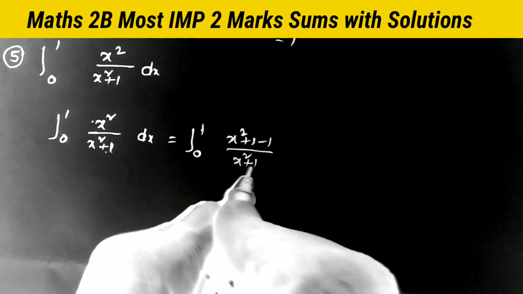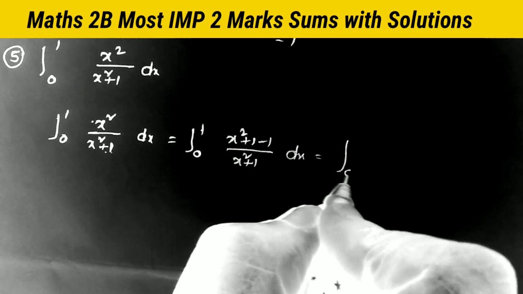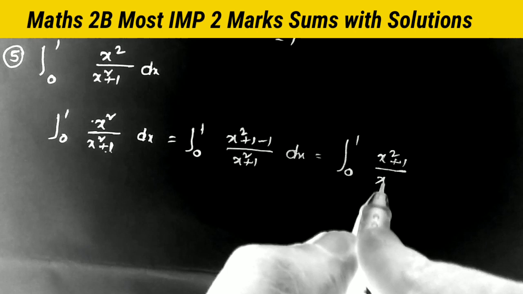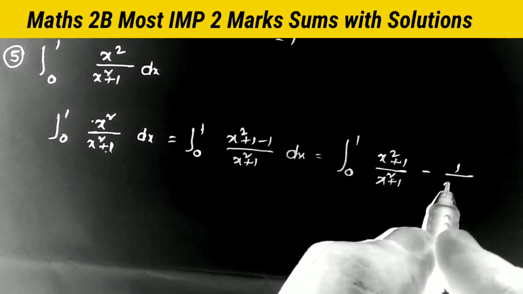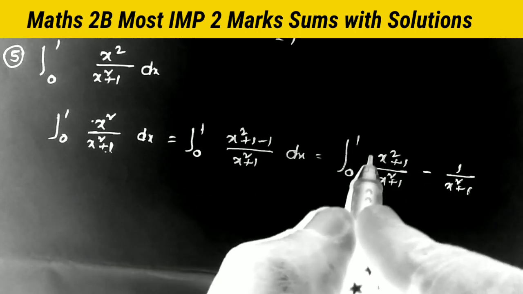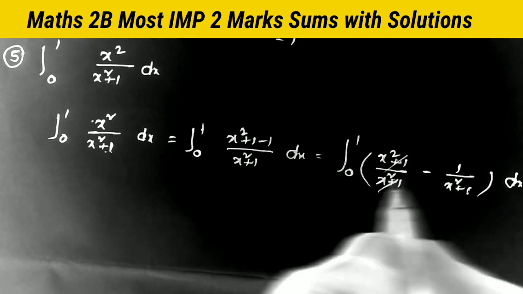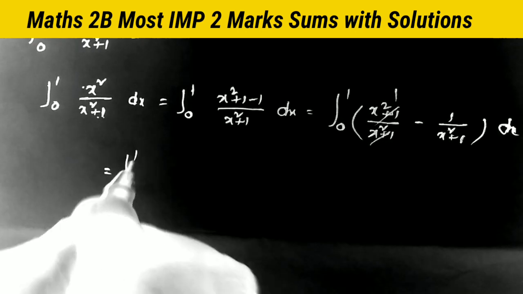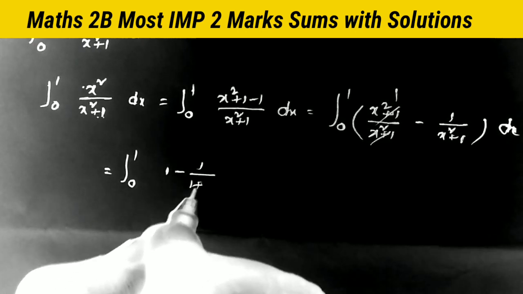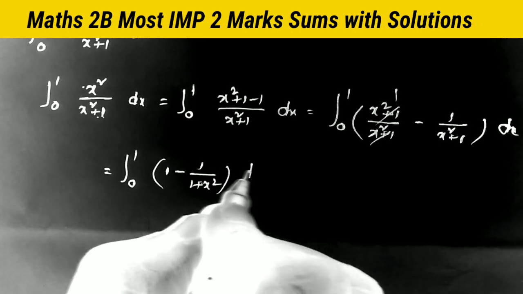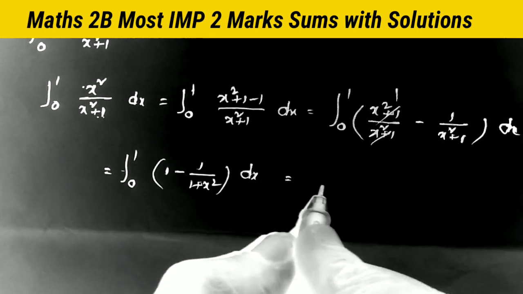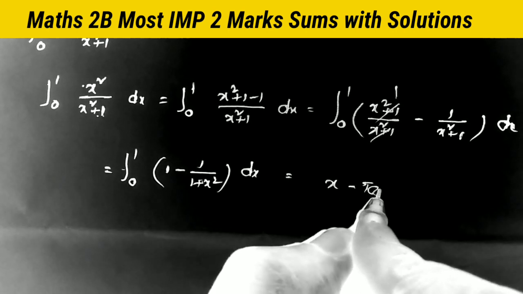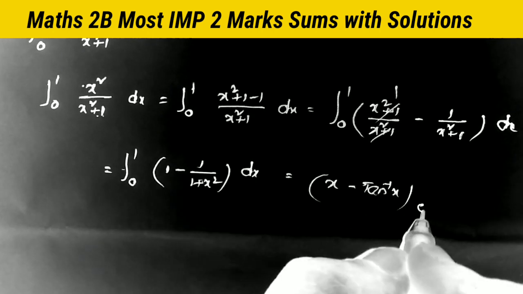By x square plus 1 into dx, and this is equal to integral 0 to 1. Now separating the denominator, x square plus 1 by x square plus 1 minus 1 by x square plus 1, just separating the denominator like that into dx. Now here these two terms are cancelled, so 1. Therefore this is equal to integral 0 to 1 of 1 minus 1 by 1 plus x square into dx. Now taking the integration, integral 1 dx is equal to x, minus integral 1 by 1 plus x square is equal to tan inverse x, where the limits are 0 to 1.